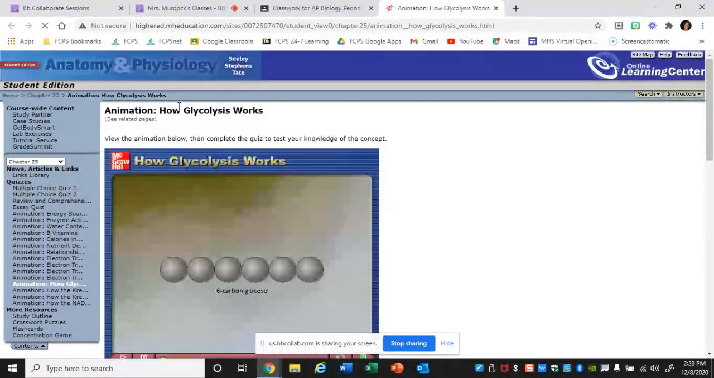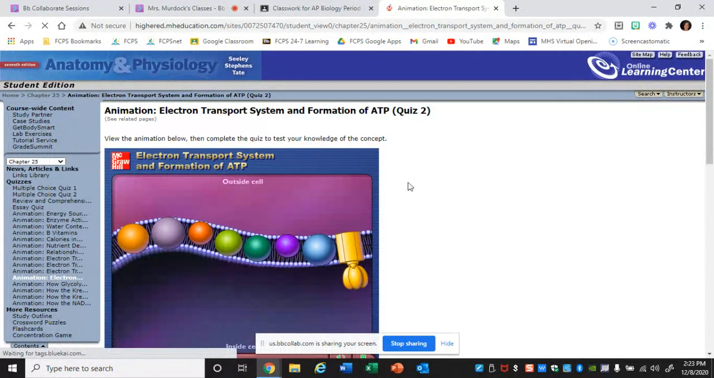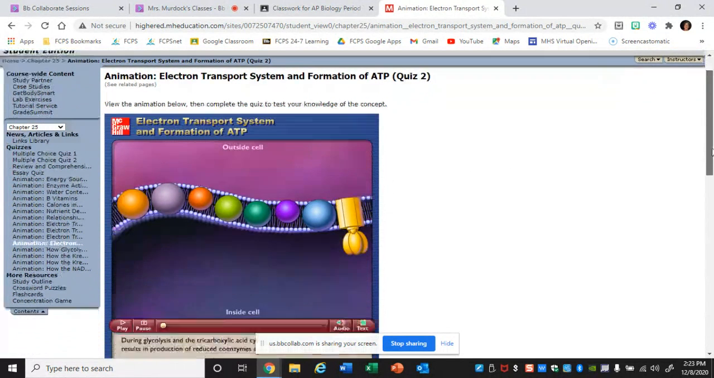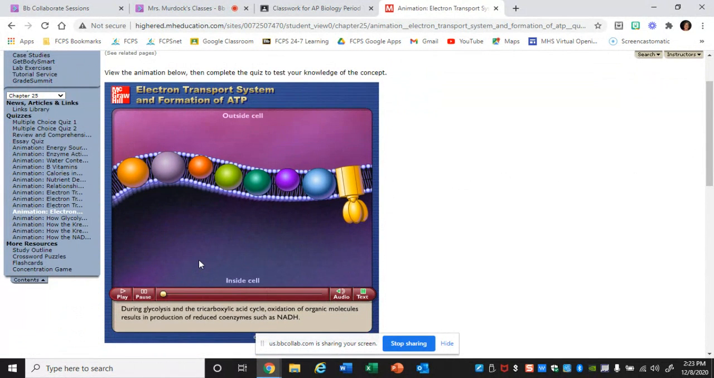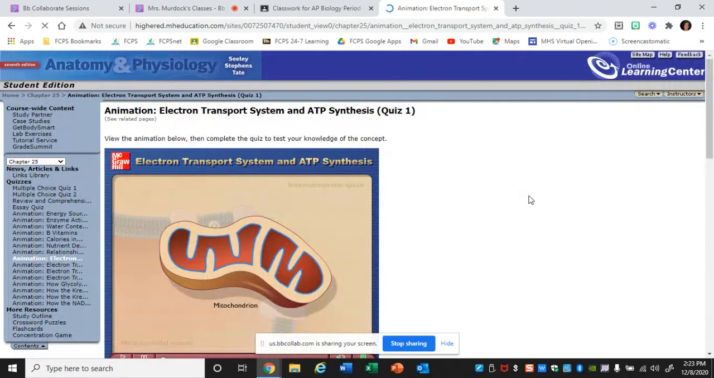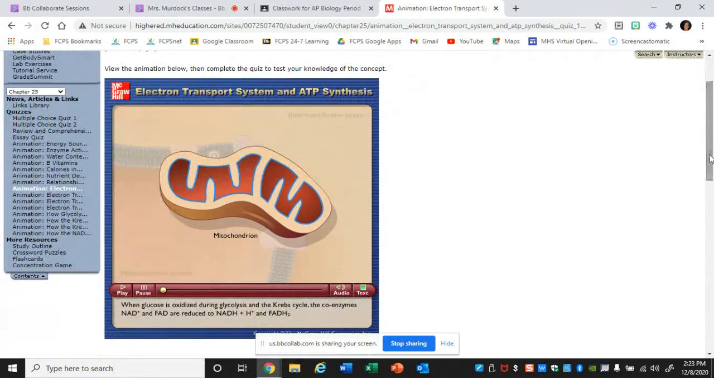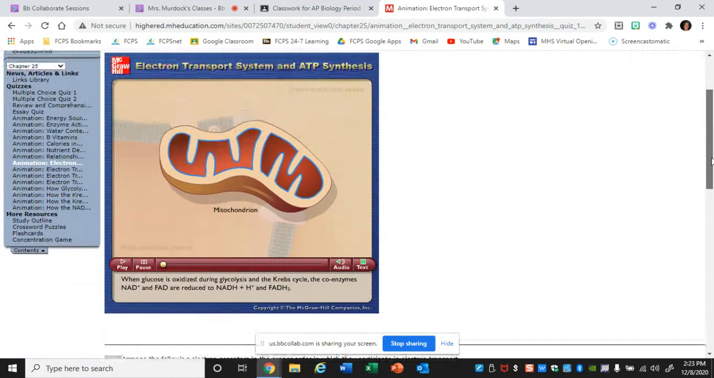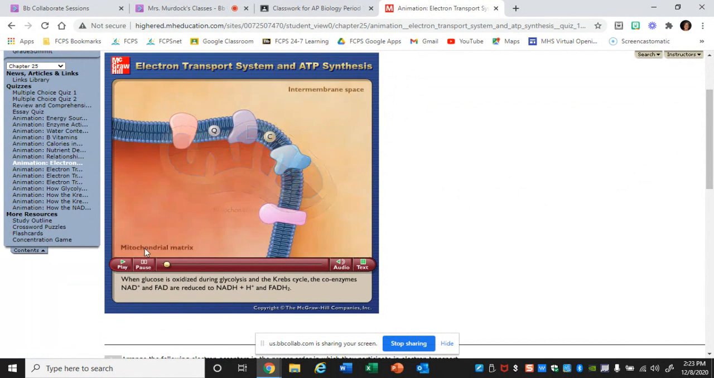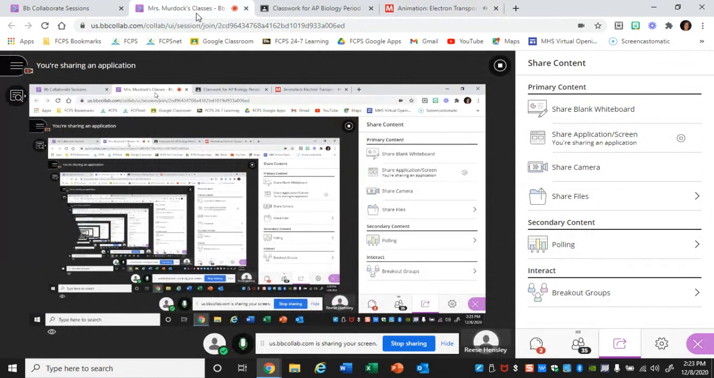Allow. Yes, allow. Okay. There we go. So this, I think, is the right one. Let me just make sure. Yeah, this is a better one. All right. This is the mitochondria, and I'm just going to let this play. Can you see it? You can see it, can't you? Yes, you could see it.